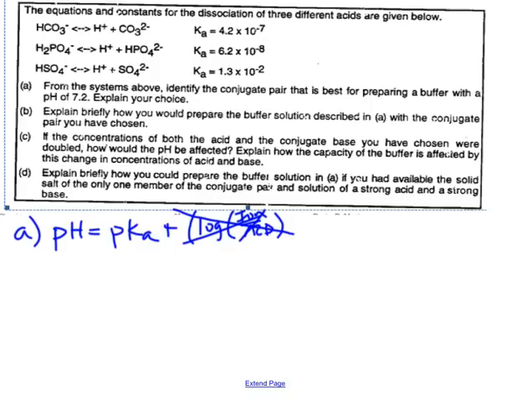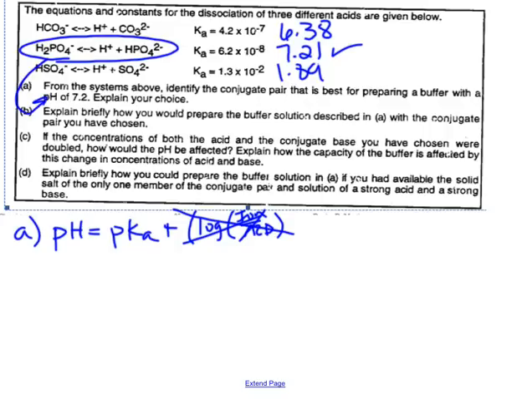So we have the Ka for 3 different systems. And if I were to take the p, or the negative log of all of these, I end up with a 6.38 here, a 7.21 here, and a 1.89 here. And therefore, the best system for this would be choice 2. All right? So, Part B.